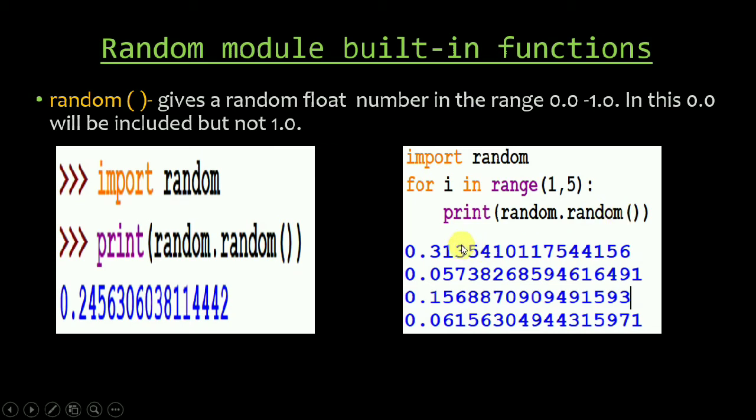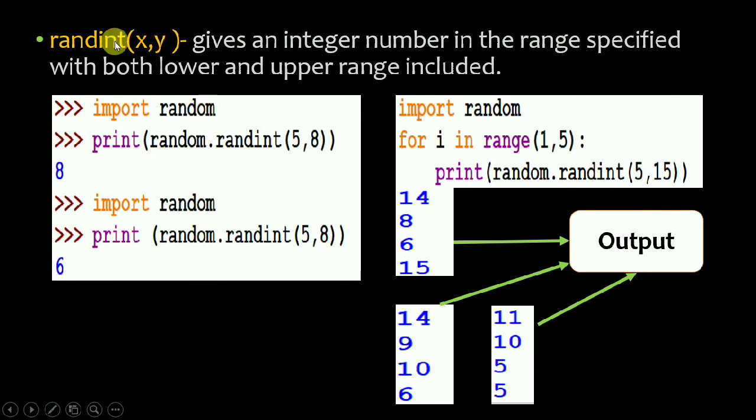Again, the values will be in the same range, that is 0.0 to 1.0, but here instead of taking one value, it is giving us the output as 4 values. And you can see clearly that the numbers are in the range of 0.0 to 1.0, and the number 1.0 has not been included.